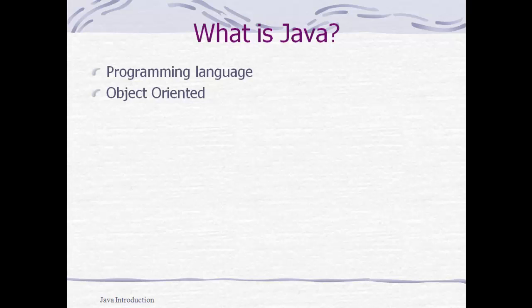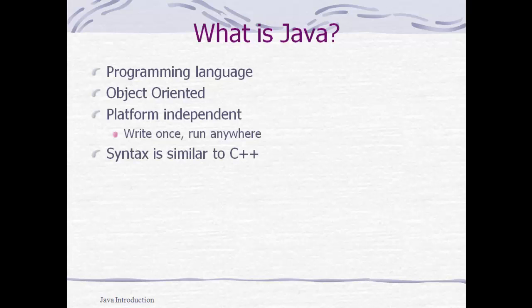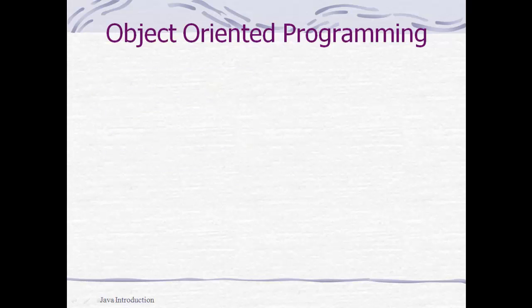He also mentioned that it's platform independent. Okay, this is a feature of Java. It is not a feature of all object-oriented programming languages. So platform independence is specifically for Java. That means write once, run anywhere. How it is done, we'll see. Syntax is similar to C++ and used in network programming. Fine. So those are the main things about Java you're seeing.